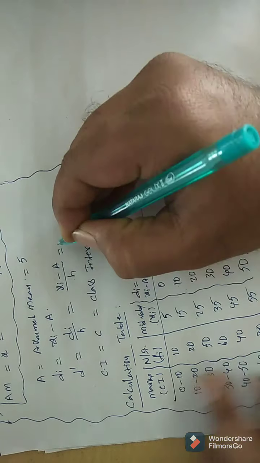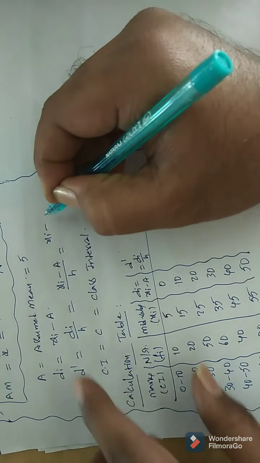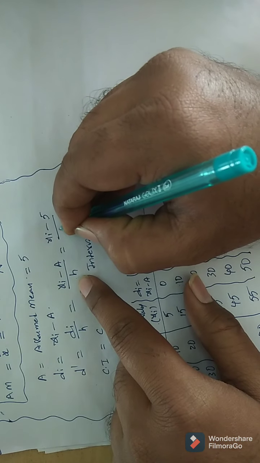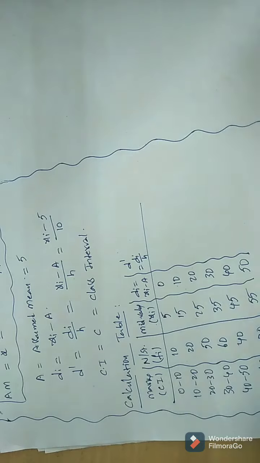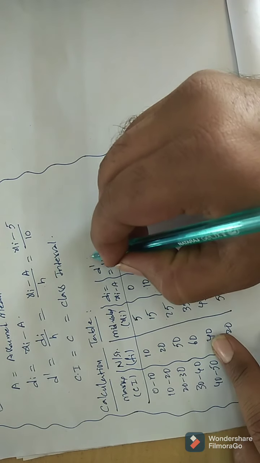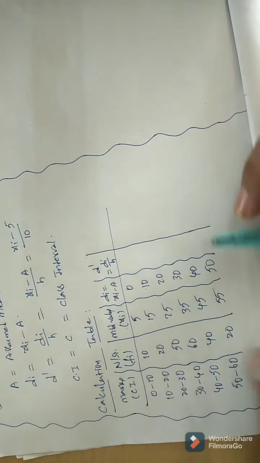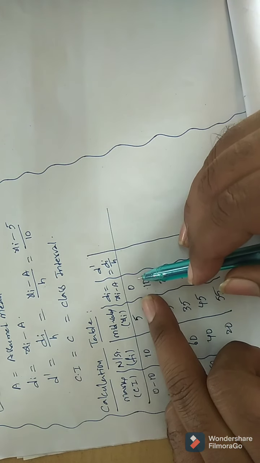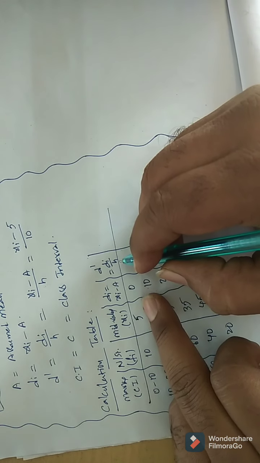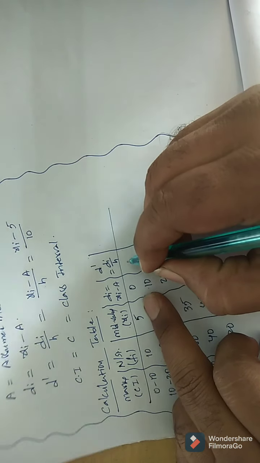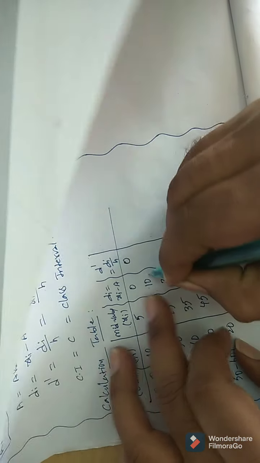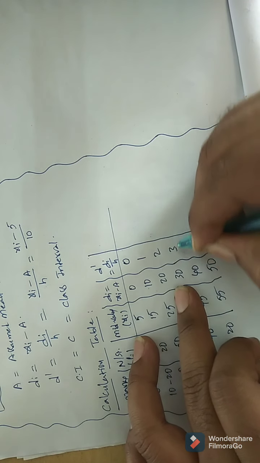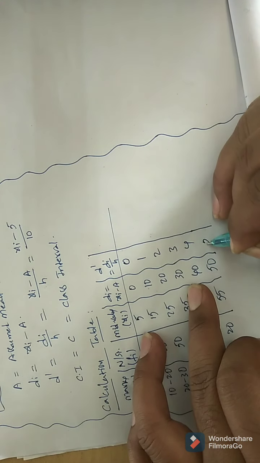So directly, d dash means xi minus A, where A is 5, divided by h, which is 10. So 0 by 10, you get 0. 10 by 10 is 1, 20 by 10 is 2, and similarly you get 3, 4, 5.